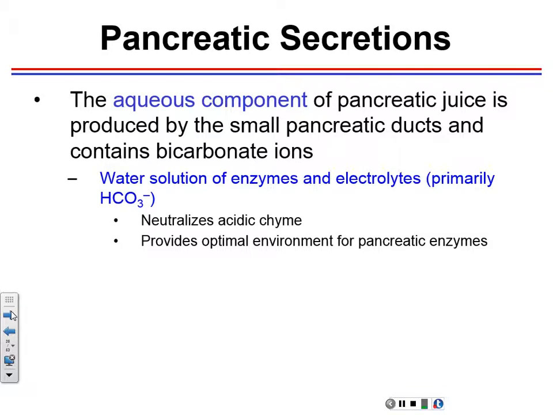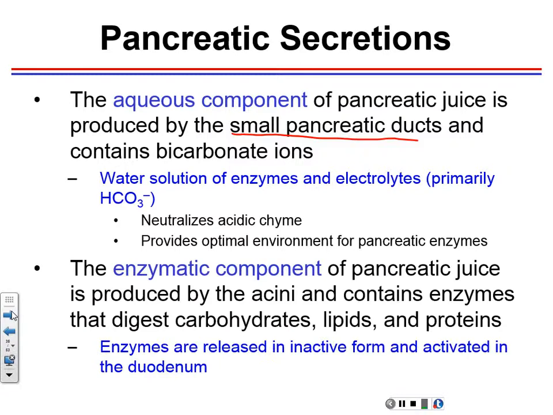So the pancreatic secretions, again, the small pancreatic ducts that join to form the major ducts will produce the bicarbonate ion-rich solution. Okay? So the secretin will cause those small pancreatic ducts to produce the bicarbonate ions. Watery solution with bicarbonate ions neutralizes acid and provides optimal environment for the pancreatic enzymes. Otherwise, enzymes will not work in an acidic environment.